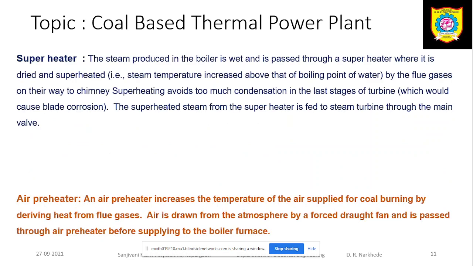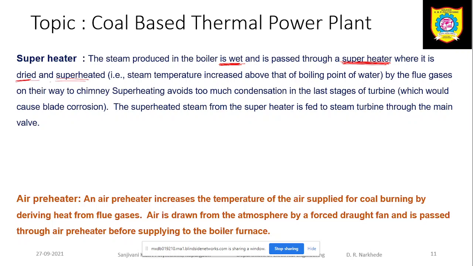In the superheater, the steam produced in the boiler is wet. Okay, so basically whatever steam is going to be produced in the boiler consists of moisture, and that's why it is called wet steam. It is passed through the superheater where it is dried and superheated. So basically what is the role of the superheater? The superheater will remove the moisture from the steam. Okay, and here it is going to be dried and superheated.